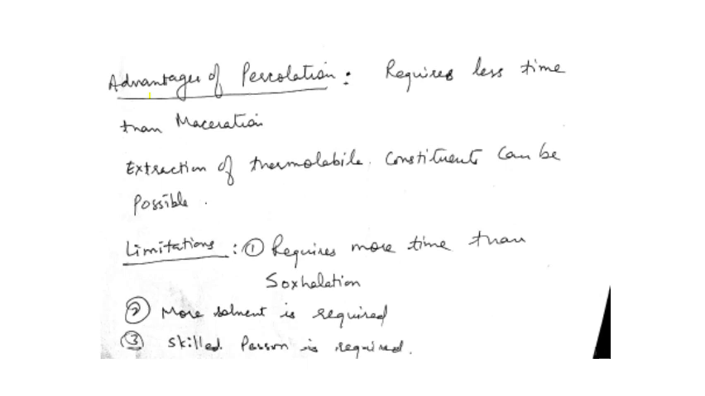Now let's see what the advantages of the percolation method are. It requires less time than maceration. Maceration requires much more time because we keep our sample with the menstruum for up to 7 days, and then the filtration is taken up. So percolation requires a lesser period of time than maceration. So that is the advantage.